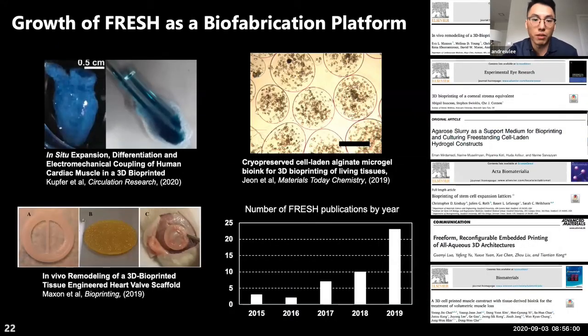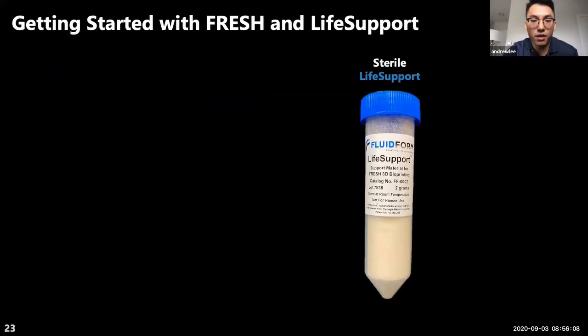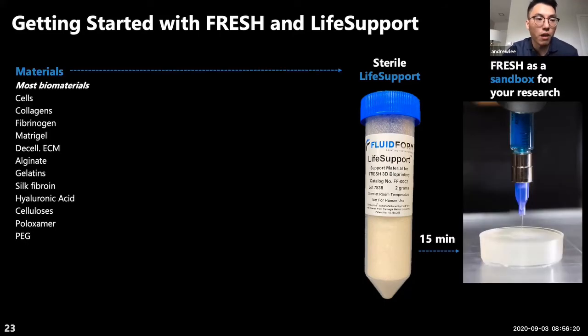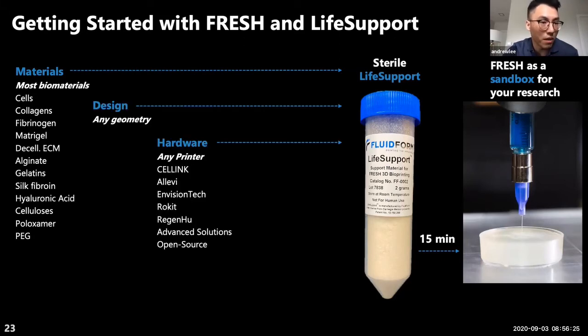So we've been very excited to see that a lot of people have adopted FRESH as a platform and started to publish with it, with growth year by year. And then we've really taken on at FluidForm this mission of expanding the reach of FRESH, making this as easy to adopt as possible, starting with the powder, getting into a dish, and being able to utilize this platform for any material, any geometry, any printer, and any software. The idea is that we can't think of all the applications out there, and it really needs to rely on the community to develop some of the interesting questions that we want to study.